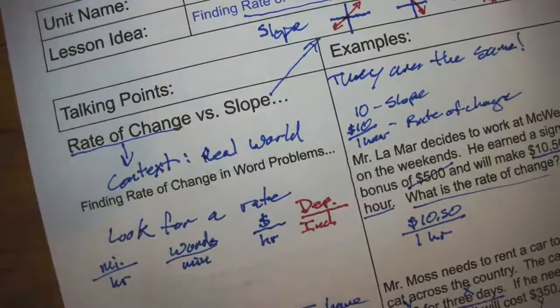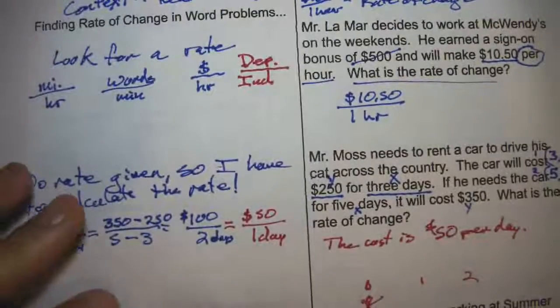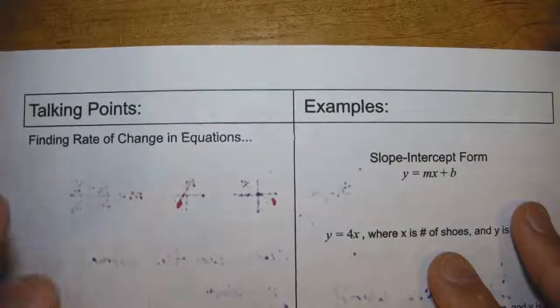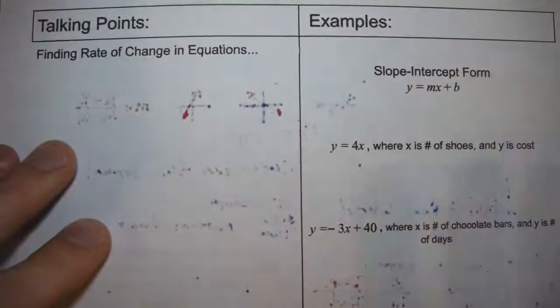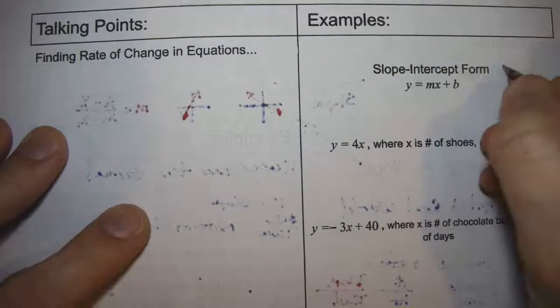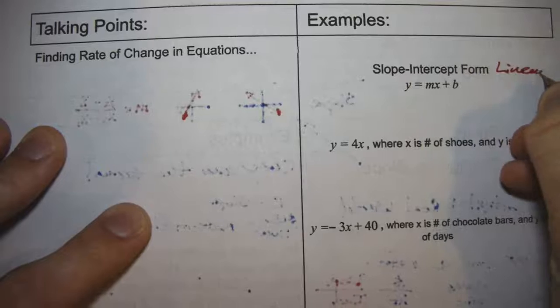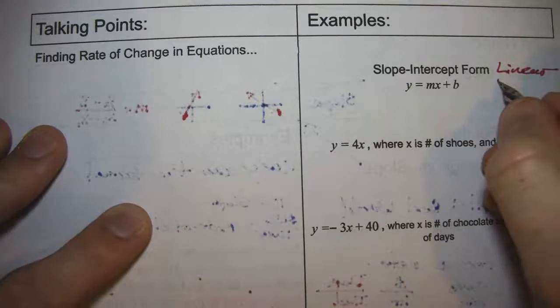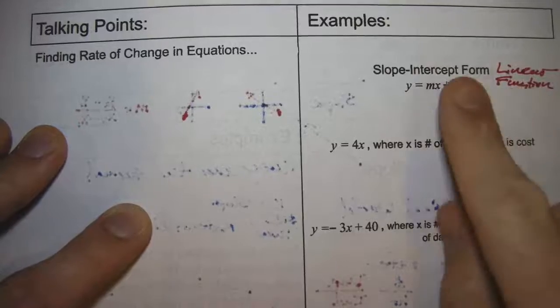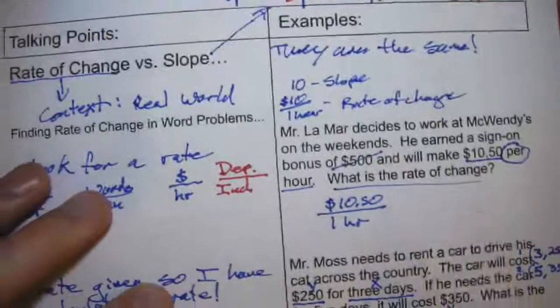All right. Well, let's talk about equations. Word problems are pretty straightforward. Equations, believe it or not, are even easier. So take a look. Finding rate of change in equations. So the first thing we need to talk about is the format. This is a general format for linear functions. Write that down.